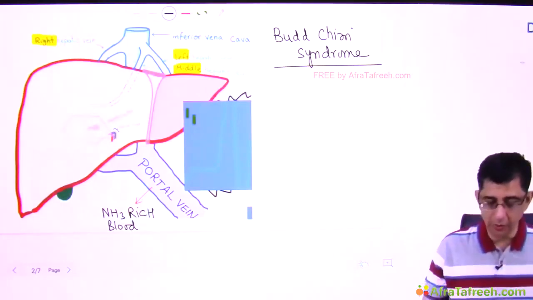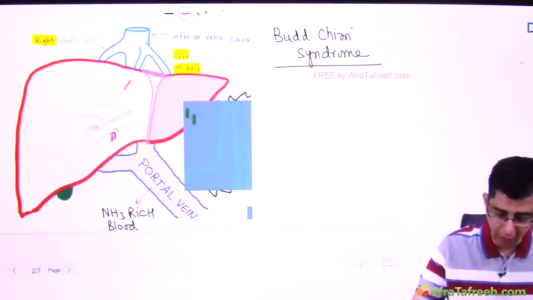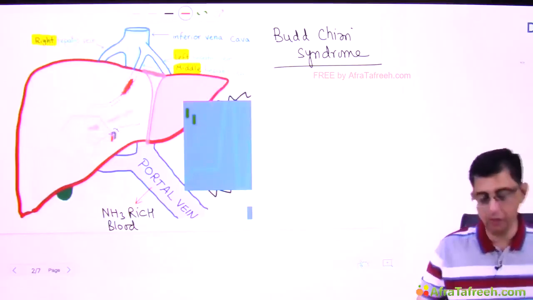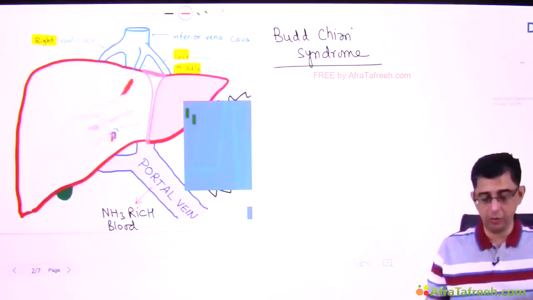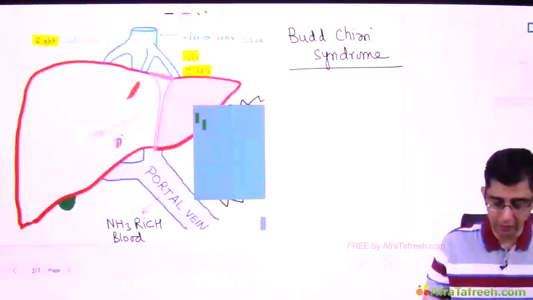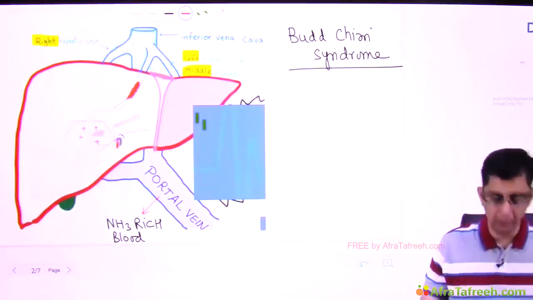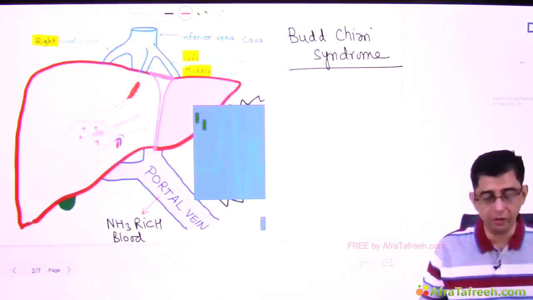Now what happens in Budd-Chiari syndrome is that there could be a thrombus formation in the hepatic veins, like I am shading, thrombosis developing in the hepatic vein. That will contribute to a backward pressure, and therefore in the hepatic sinusoids there would be a significantly increased pressure, which could result in the development of centrilobular necrosis.